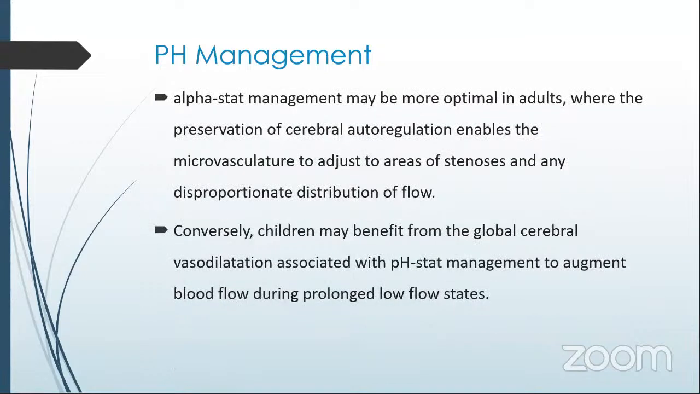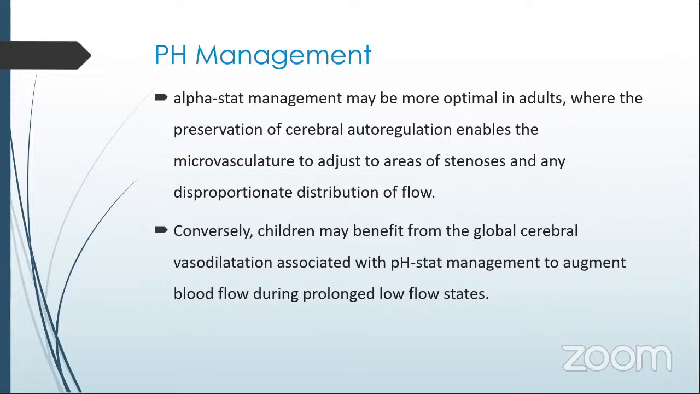So when to use alpha stat and when to use the pH stat? Alpha stat is more optimal in adults. Why? Because in adults we want to preserve the autoregulation of the brain circulation in hypothermia to adjust for any area of stenosis and disproportionate distribution of the flow. This can be maintained by the autoregulation of the blood.